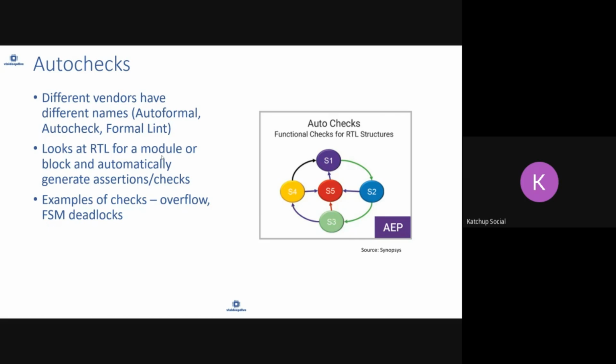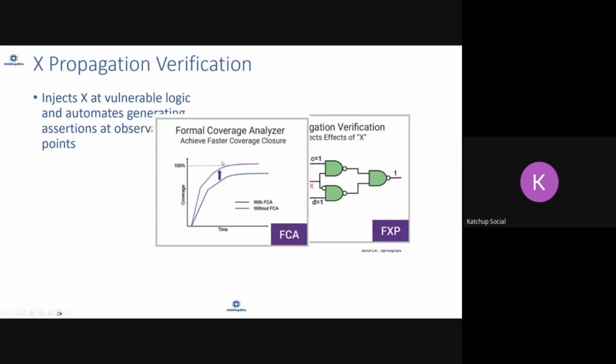Some examples of checks may be FSM deadlocks and overflow. A lot of this can be done automatically, formally verified. FSM deadlocks is a great example of that. The tools will read your RTL, and just based upon that RTL, verify a certain set of checks in your design. So this is one of the apps which is very commonly used, and it avoids writing test benches for those checks. You don't have to write test benches for those checks.